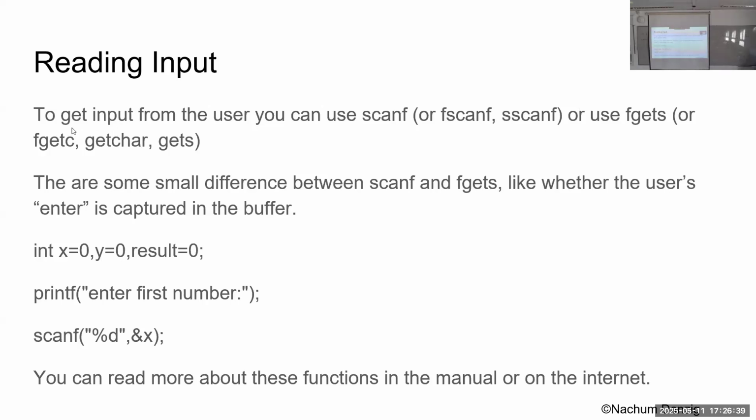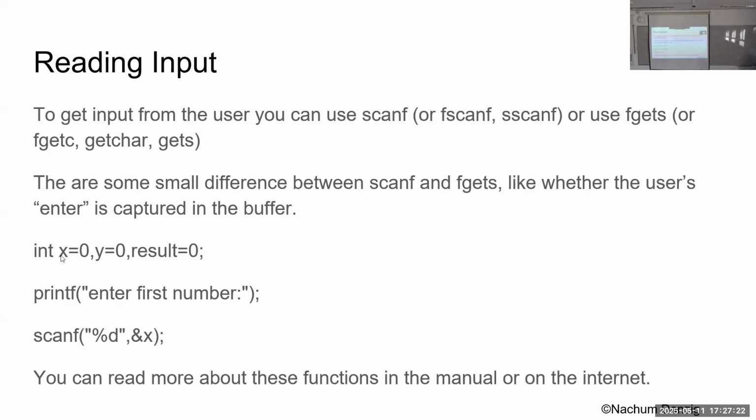Okay, reading input. So how do you read? To get input from the user, you traditionally use scanf. It's like the sister function to printf. Here you see an example. Enter the first number and then scanf %d. Why? Because I want to get what kind of variable? A digit. And why do I write &x? Because that's where it's going to put the digit. In other words, if I type 75, 75 will go into the address of x, wherever x is located. X, fortunately, is an integer, so that'll work.